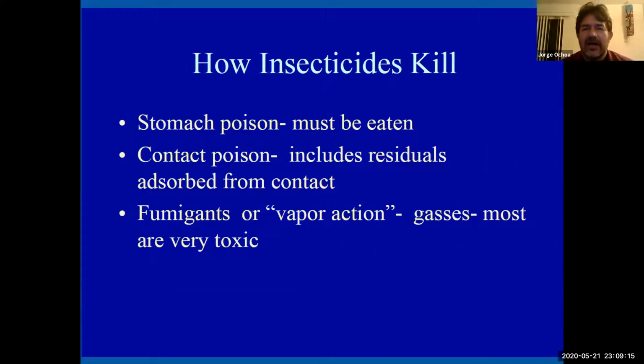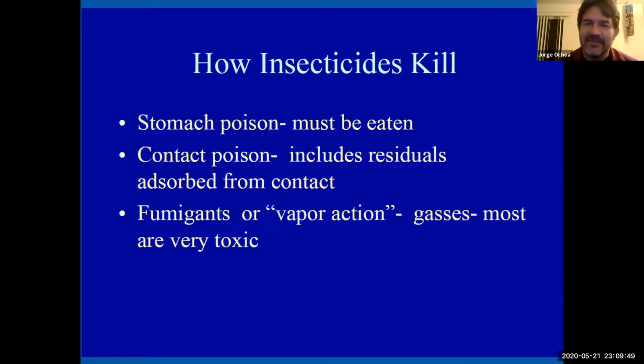So here is also how some of the actions of those toxins may occur. Some of them are going to be stomach poison, even some of the biological control, like for caterpillars, Bacillus thuringiensis, or BT, the common bacteria used for controlling cutworms and a couple of other caterpillars. So the insect will eat the spore, and then it's going to destroy their stomach. So some of them is going to be a stomach poison.